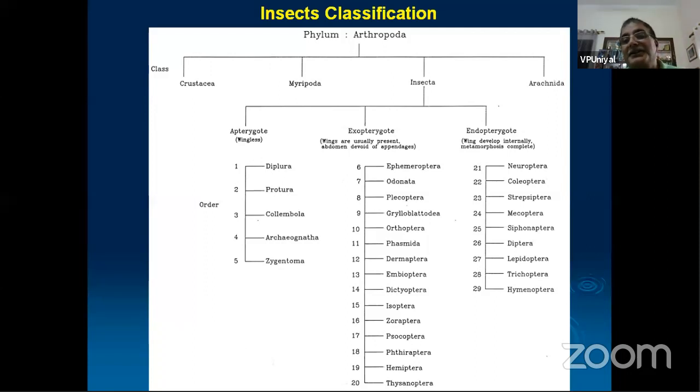Subsequently, we have some other orders: Coleoptera, you know about it; Diptera, two-winged insects; Lepidoptera, butterflies; Hymenoptera, bees. So roughly 29 to 30 different orders. This is the main classification of the insects.